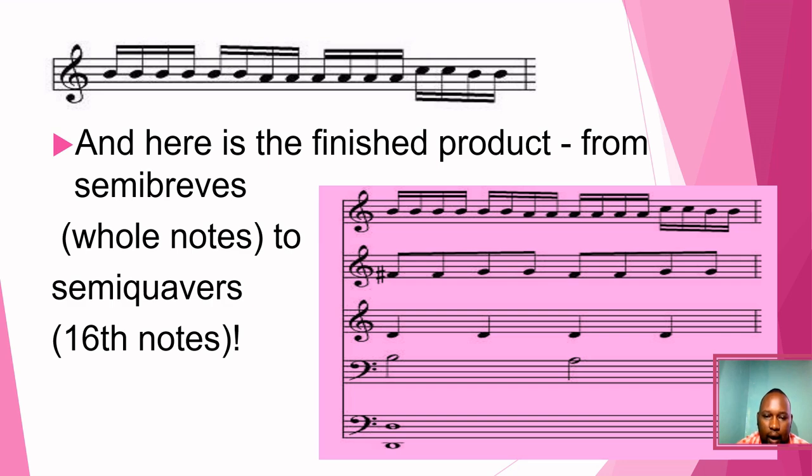Here you have a minim that is equal to 2 counts or 2 beats. Here you have crotchets that are equal to 1 beat, 1 beat, 1 beat, 1 beat. Here you have quavers, that's 2 quavers make 1 count or 1 beat. 2 quavers here make 1 beat, 2 quavers here make 1 beat, and the other 2 quavers there make 1 beat.